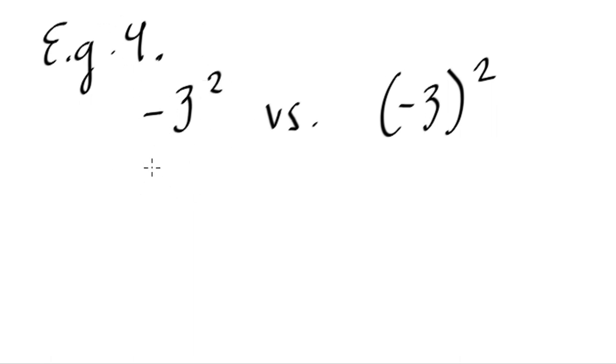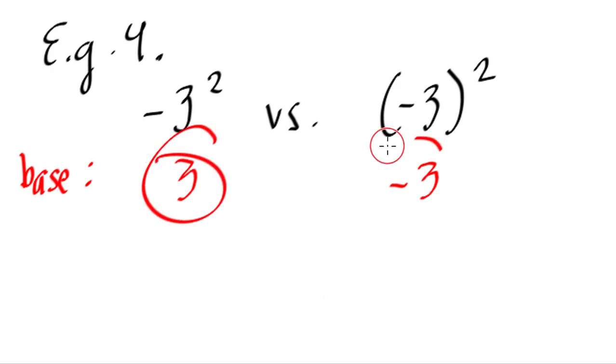In our first example in particular, what is the base? What is the thing being raised to 2? In this example, the thing raised to 2 is 3. Only 3. Here, the thing raised to 2 is not only 3, but includes the negative sign, so it's negative 3. That's our base. So you can see there's a difference between 3 and negative 3.